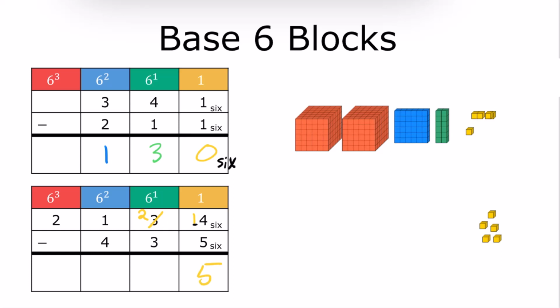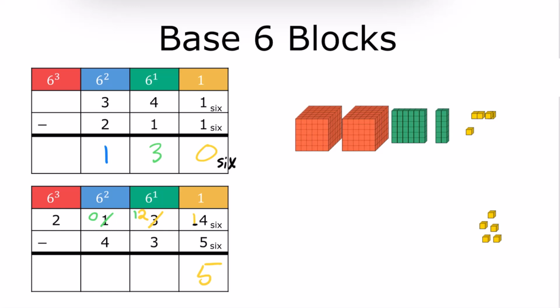Okay, so now I have 2 rods and I need to take away 3 rods. Well, obviously you can't take away 3 rods if you only have 2. So I'm going to take this plate and exchange it for 6 rods. And so what that means is now I have 0 plates and I have 1, 2 rods.